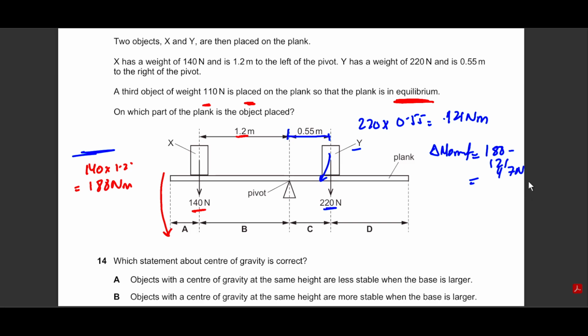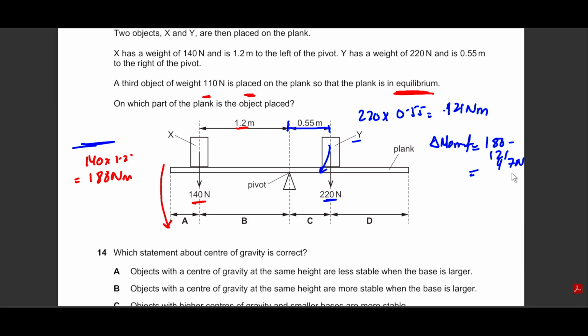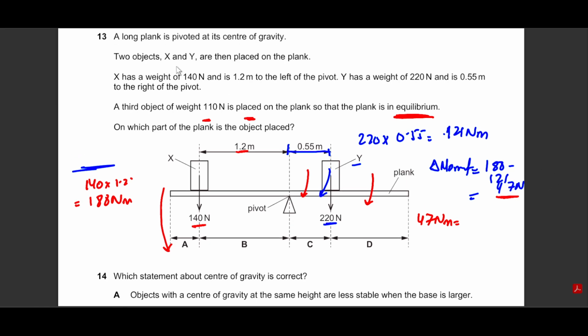Yeah. So now we have to add this moment either by placing here or here. So it has to be on the right side. So 47 Newton meters is missing from the clockwise side. How much force should we exert and at what place? So it's mentioned that there is a box, there is a part that is going to be placed here.